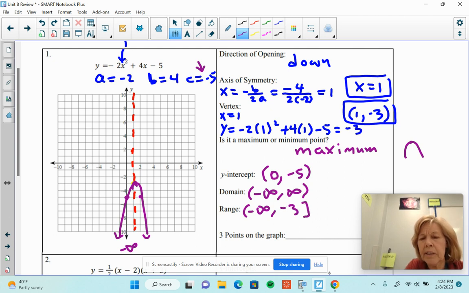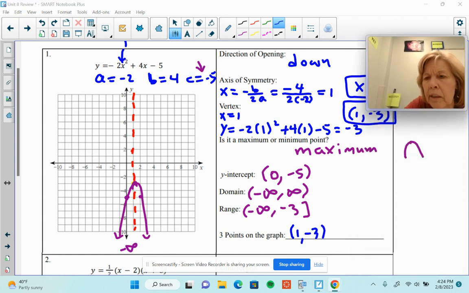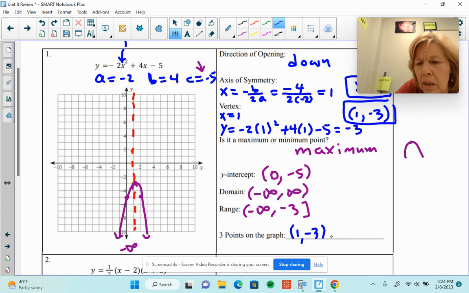And the last thing that we need to do is list 3 points that are on the graph. We've already got 3 already shown. We've got our vertex 1, -3. And we've got our y-intercept 0, -5. And we've got our partner point 2, -5 from the symmetry. And we are done with problem number 1.